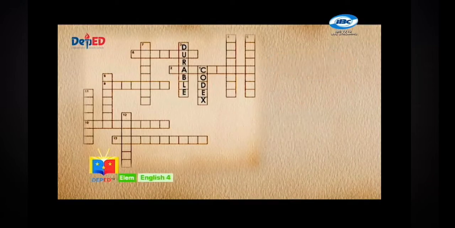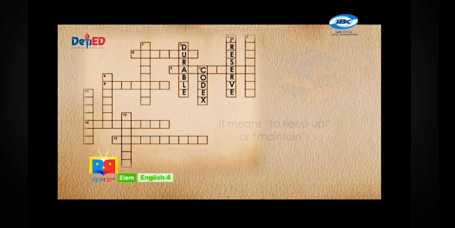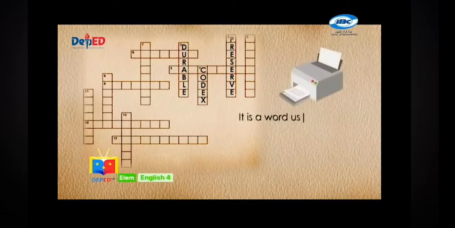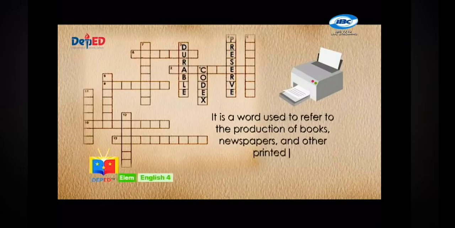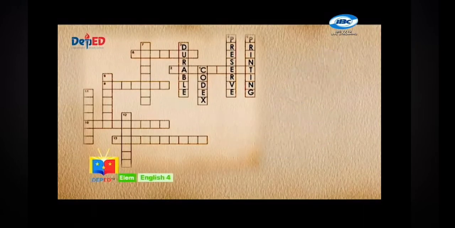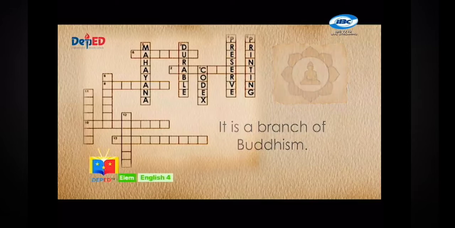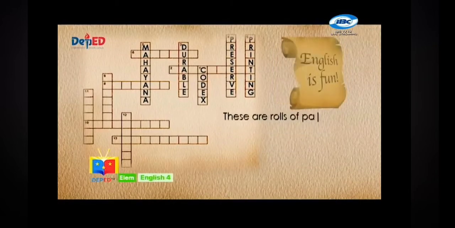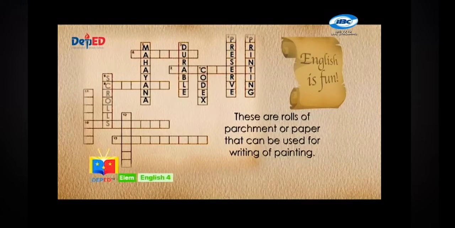Number 4. To keep up or maintain also means to preserve. Number 5. The production of books, newspapers, and other printed materials is simply called printing. Number 7. One branch of Buddhism is Mahayana. Number 9. Rolls of parchment or papers used to write on and paint on are called scrolls.